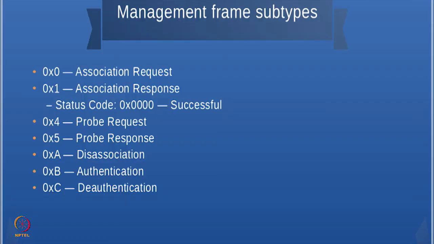Here are some management frame subtypes. This is an association request with a wireless network, and then you get a response. You need not remember all these codes, but if you are using Wireshark, it will tell you whether it is an association request or association response, and if you are able to connect successfully, it returns a successful connection. The probe request is to find out what wireless networks are available. Then you can associate with a particular wireless network, and then you can disassociate.